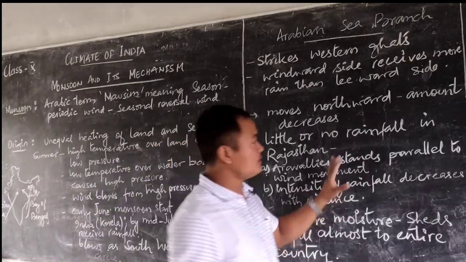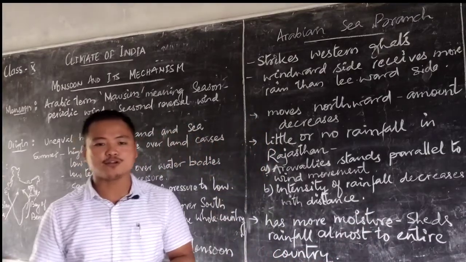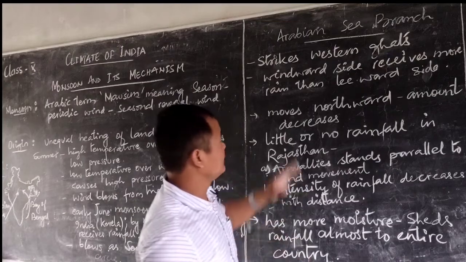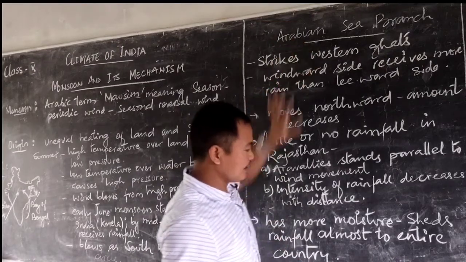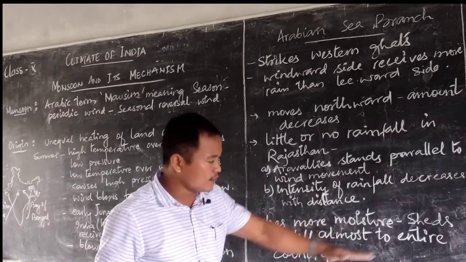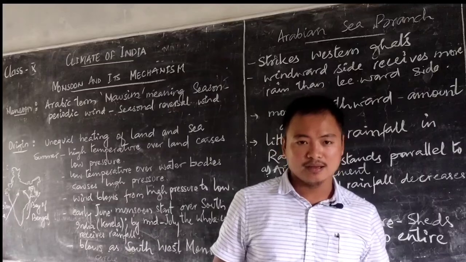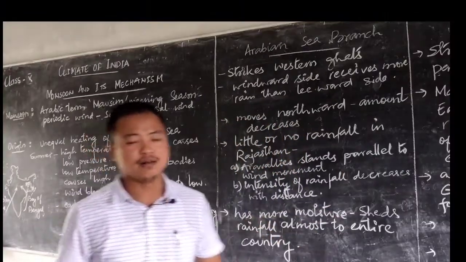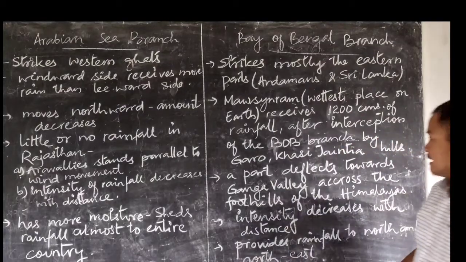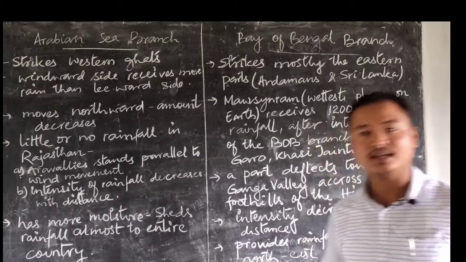But the southwest monsoon, as it brings rainfall to almost the entire part of the country, its major branch becomes the Arabian Sea Branch, because it carries a large amount of moisture and sheds rainfall to almost the entire part of the country, as compared to the Bay of Bengal branch. As we said, the Bay of Bengal branch gives less rainfall to the country as compared to the Arabian Sea Branch.